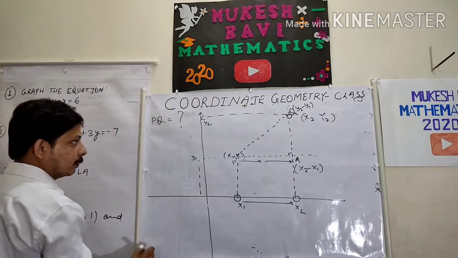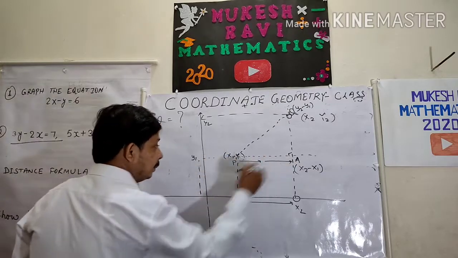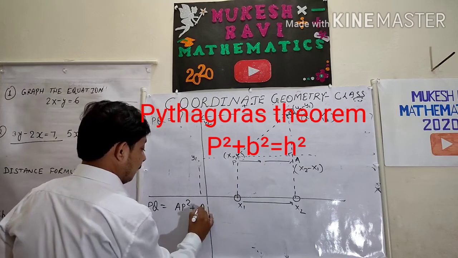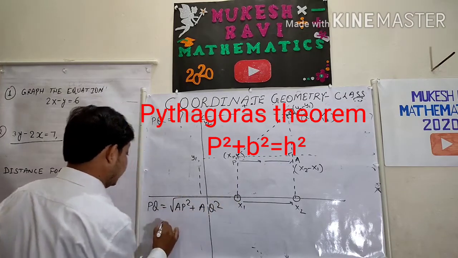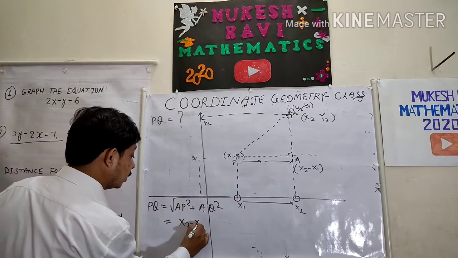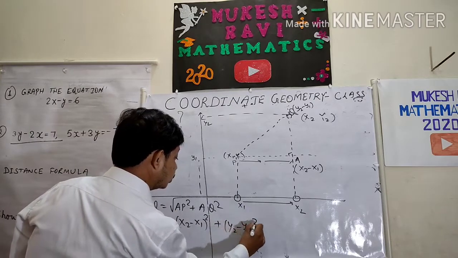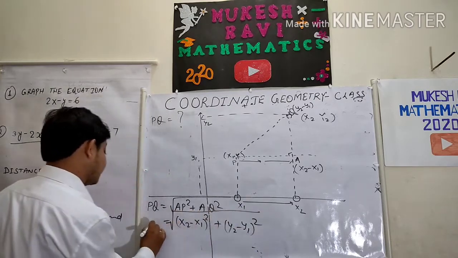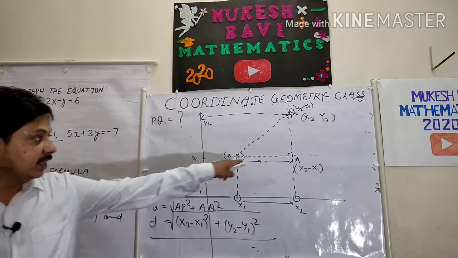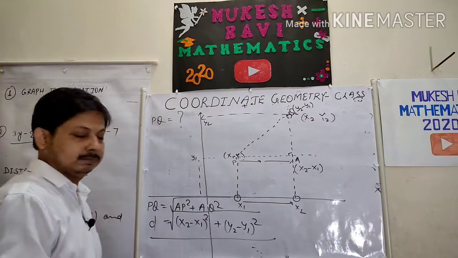Applying the Pythagoras theorem, PQ equal to what? AP square plus AQ square. See the previous knowledge. AP is x2 minus x1 whole square and AQ is y2 minus y1 whole square. This is your distance formula, usually directly written in the book. How does this come? With the help of this figure. I hope this will help you, my dear.